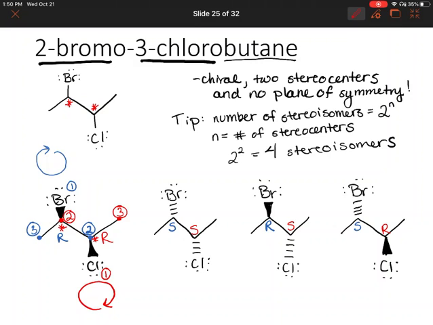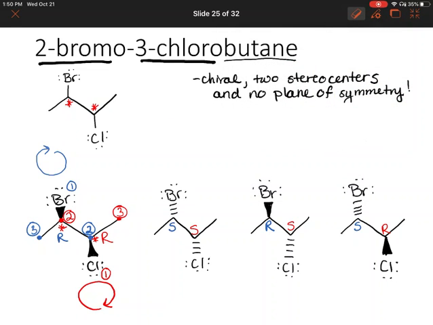Okay, so our first molecule has RR, our second molecule has SS, our third molecule has RS, and our fourth molecule has SR. Now, before we decide how each of these isomers are related to each other, I just want to give you a tip on that as well. So I'll write that up above.